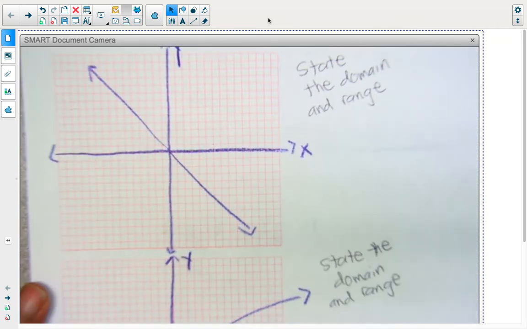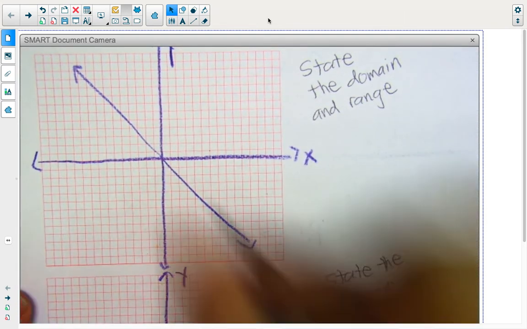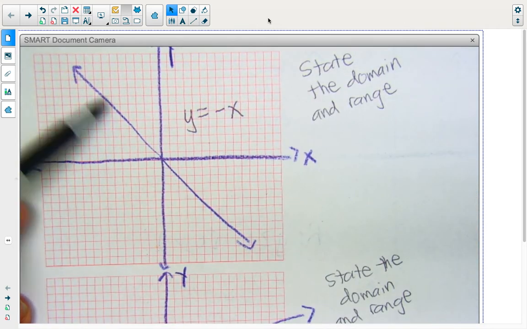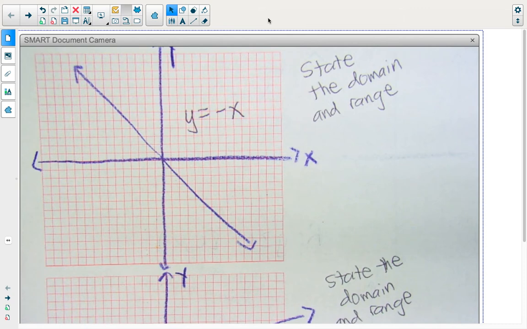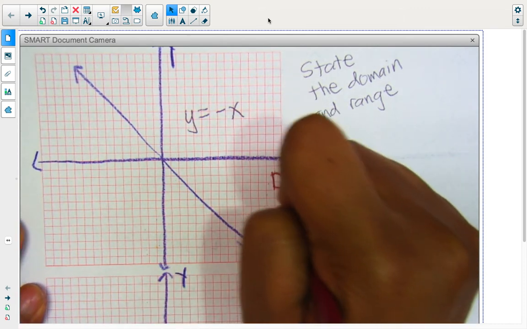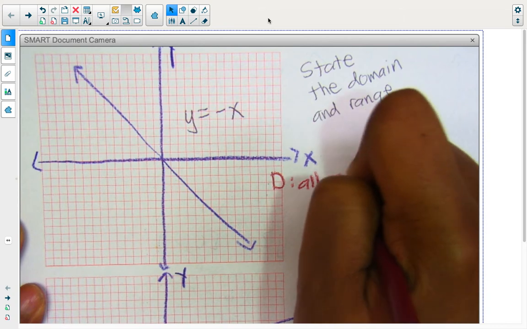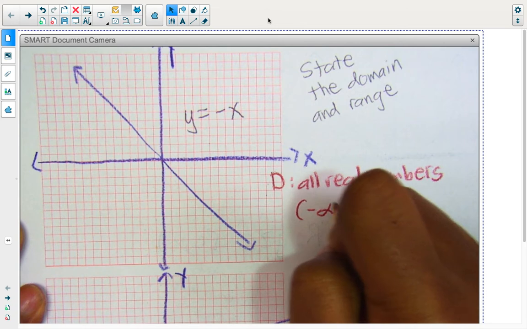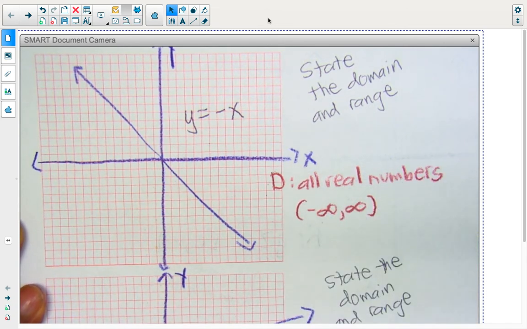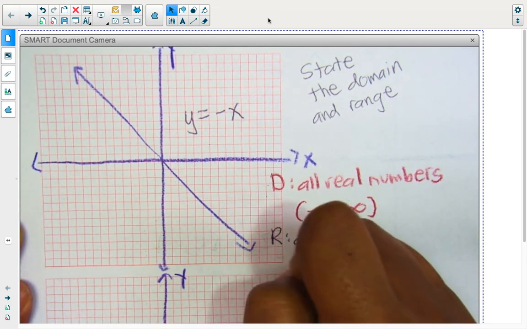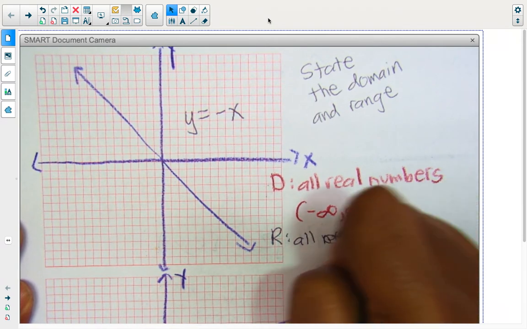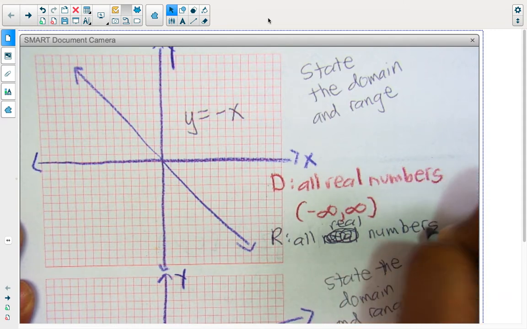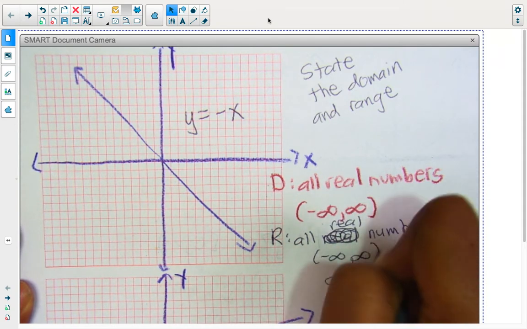So this one is a linear function. It's actually the basic function. So this is actually y equals negative x. It's a linear line. It goes through the origin, and my slope is negative 1. Domain and range for this is all real numbers. And in set notation, I can write it like this. And the same for my range. My range is going to be all real numbers as well. It goes from negative infinity to positive infinity.